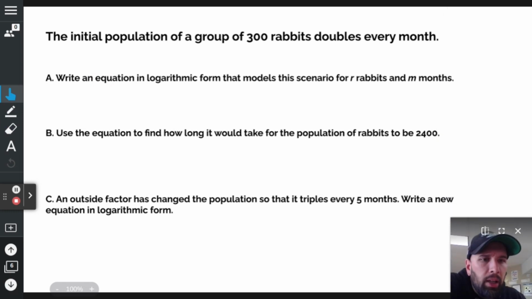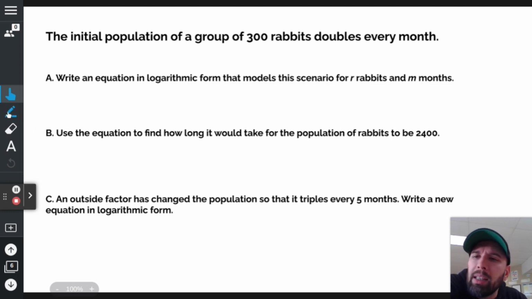No calculator needed. Oh, and my face fits snugly right there. The initial population of a group of 300 rabbits doubles every month. Neat, those rabbits. Write an equation in logarithmic form that models this scenario for r rabbits and m months.